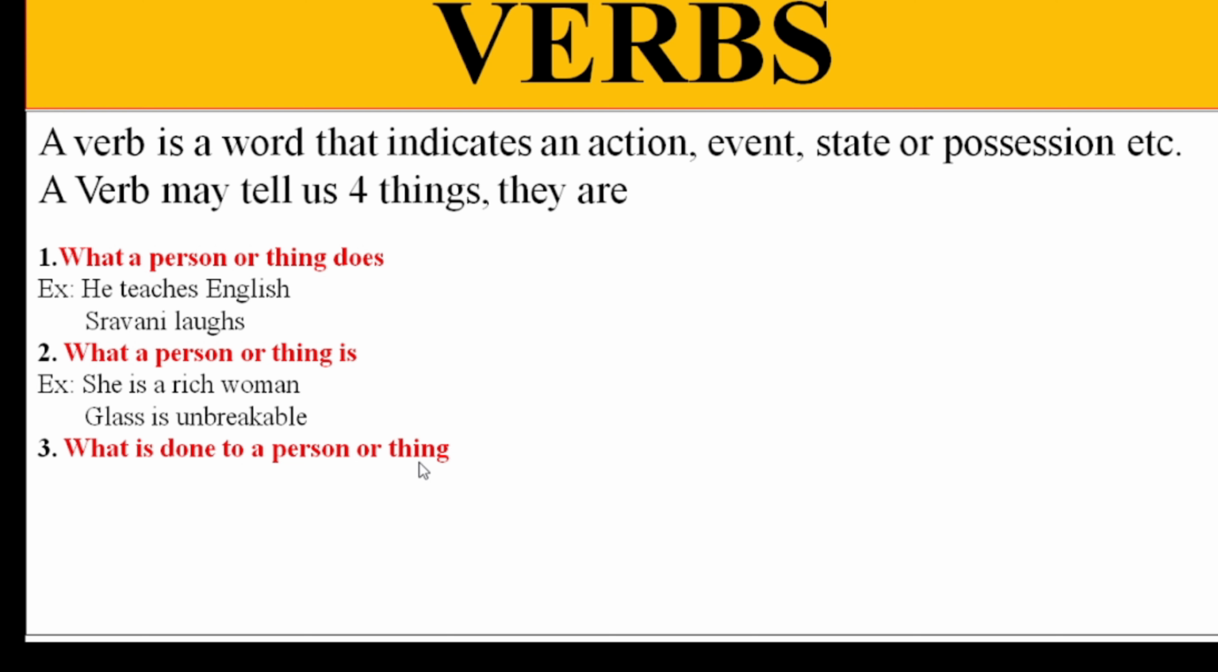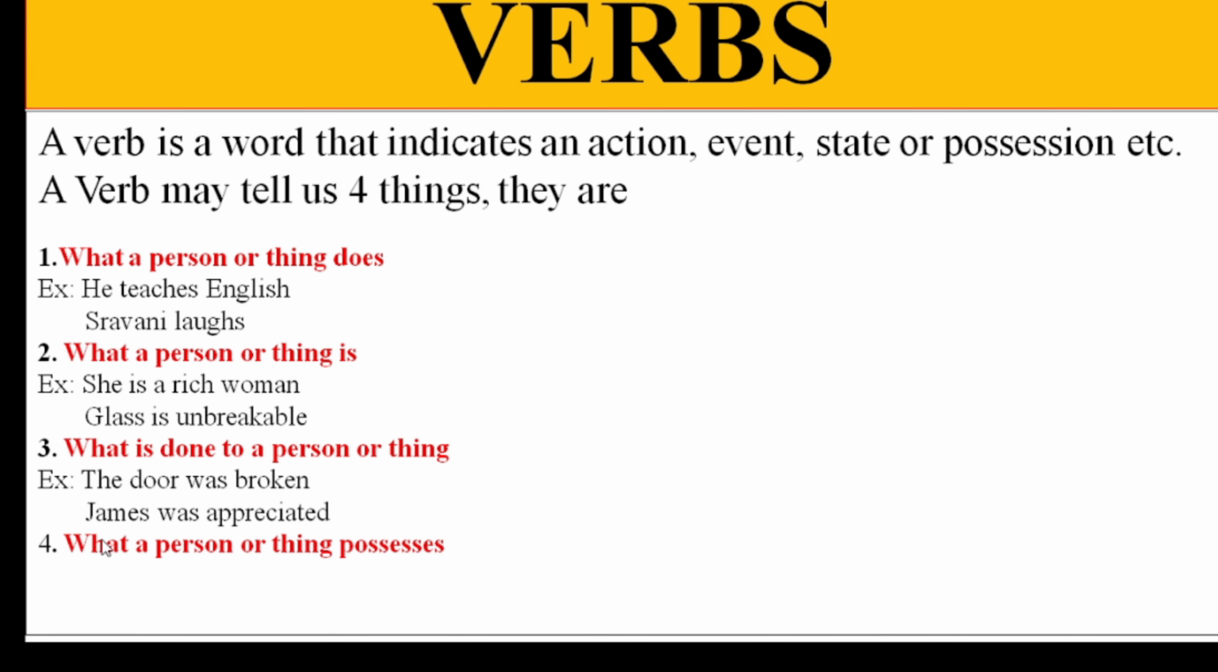In the third aspect, what is done to a person or thing. So verbs will help us to understand what is done, right? Example, the door was broken. So what happened here to the thing? The door was broken. And another sentence, James was appreciated. So what happened to him? He was appreciated.